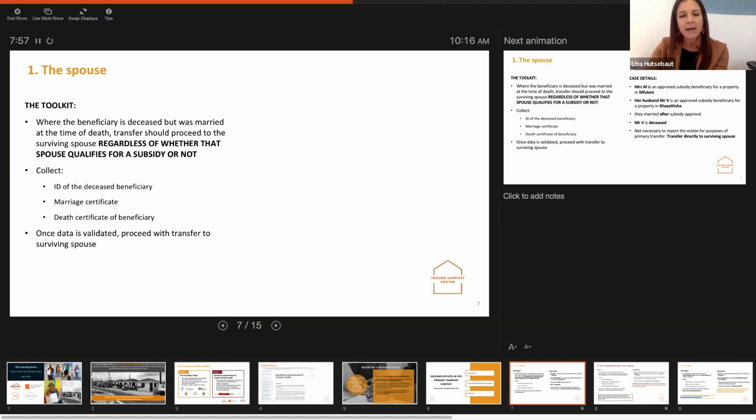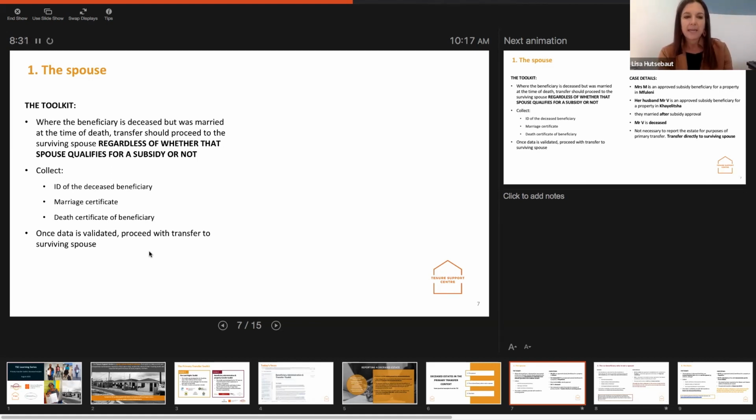The thinking behind a lot of the processes in the toolkit is that a beneficiary shouldn't be penalized as a result of what we call life happening. People pass away, people marry, people get divorced. Life happens while beneficiaries are waiting for the state to pass transfer to them, and it's not really their fault. They shouldn't be penalized because their life carried on while they were waiting for transfer. So this process is a very simple one.